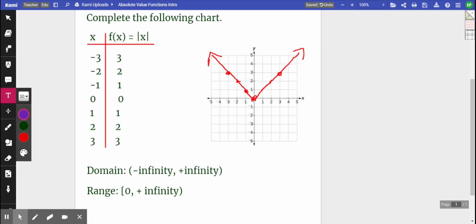This is just the basics of absolute value functions. As we continue on in this unit, we'll start doing what are called transformations of these graphs. So we'll start adding and subtracting a bunch of different values onto our parent function here, absolute value of x, to see how those transformations work.